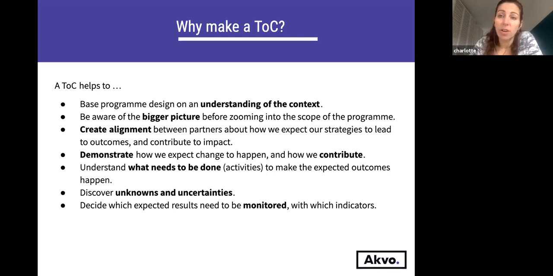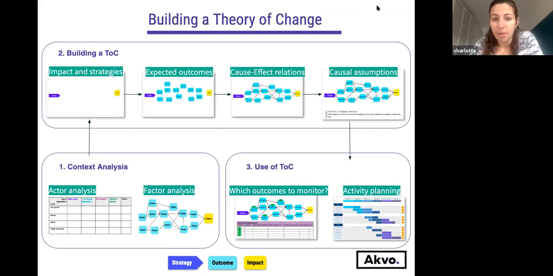And then it's also very useful to decide what results you need to monitor. The next step after having a theory of change in place would be to formulate your indicators in a structured way. And then I believe this is probably the last slide before you think, oh, this is taking too long. So these are basically the steps, the process for building a theory of change.